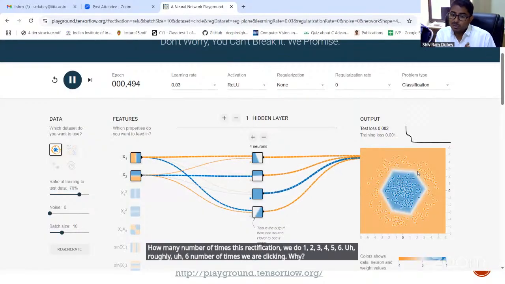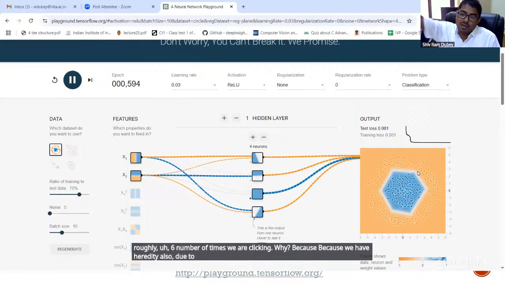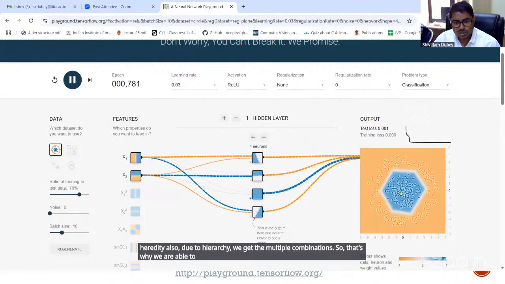Why? Because we have hierarchy also. Due to hierarchy, we get multiple combinations. So that's why we are able to get this type of decision boundary.